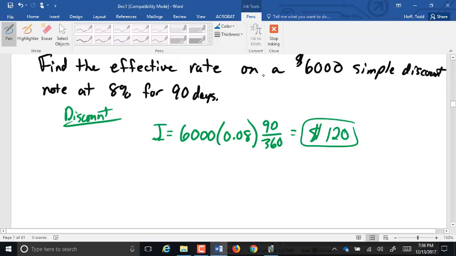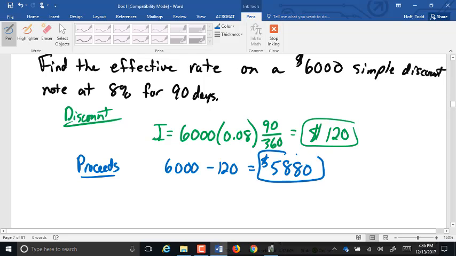Now remember, since this is a discount note, whoever's doing the borrowing doesn't actually get 6,000. It's 6,000 minus the $120 discount. So it's $5,880 is what they actually receive.